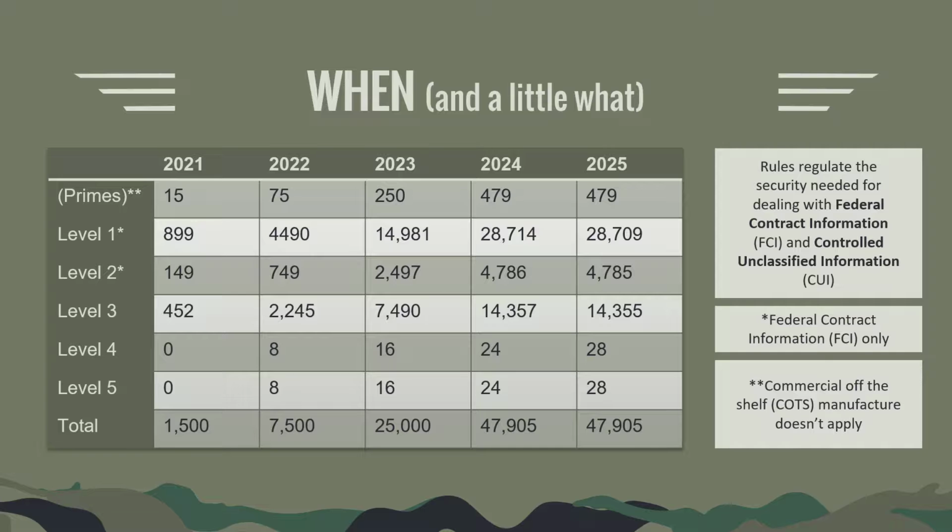Next, let's talk about when. When and a little bit of what. So as you can see, from 2021 to 2025, the number of contracts requiring some form of CMMC level certification is going to increase, quite radically, in fact. A few notes about this: levels 1 and 2 only deal with federal contract information, so the requirements are much less strict. Levels 3 and up deal with controlled unclassified information as well. A note, though, is if we're talking about commercial off-the-shelf manufacturers, this does not apply to them, because obviously we could just go to Target and get it. But as these numbers of contracts requiring CMMC increase, what's going to happen if you're not compliant? Well, you're going to go bang.